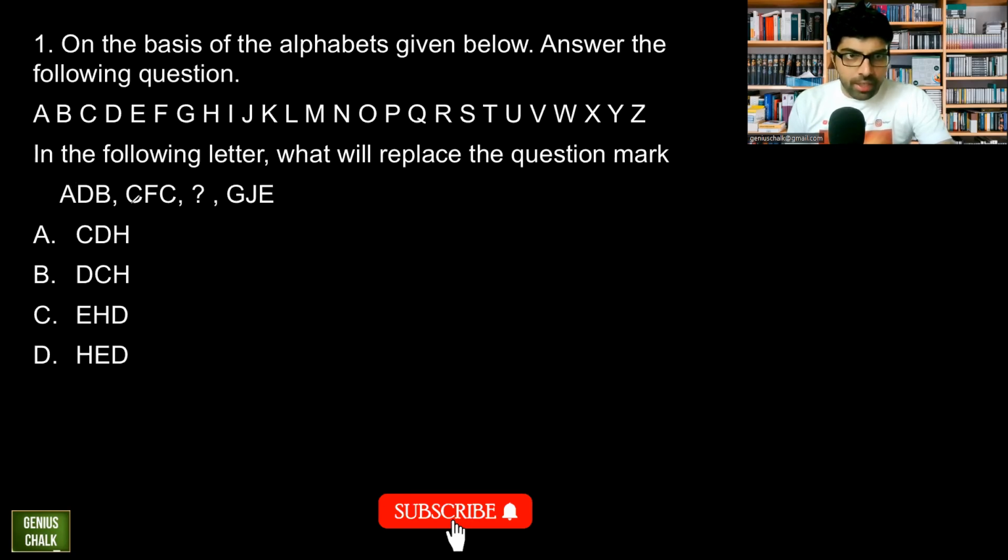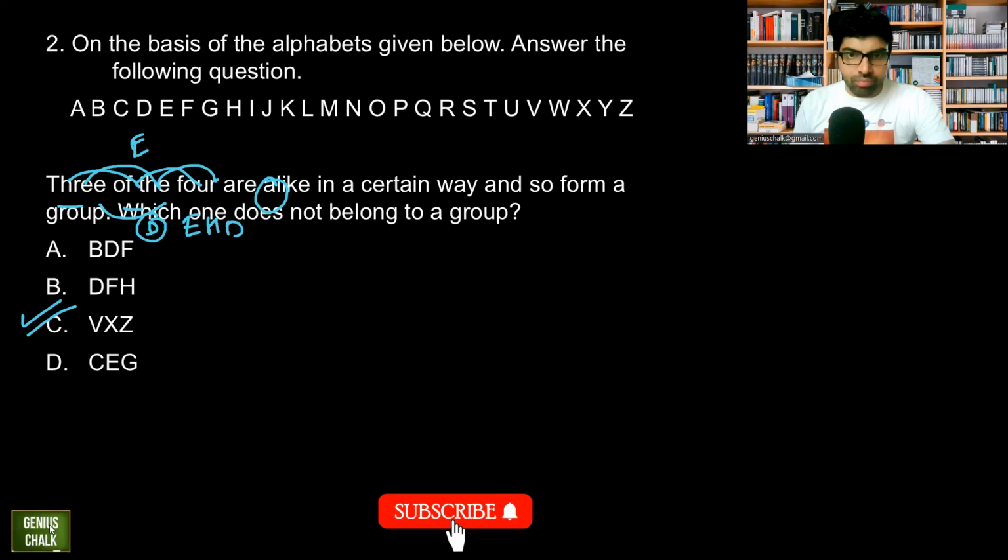So you see A, C. Check the first one, A, C. So gap of 1, then it must be E. Right? C, D is skipped, E. Similarly, D, E, F, E is skipped, then F, G, H. Similarly, B, C, and then it must be D, so that after that it is E. So option C is my right answer.